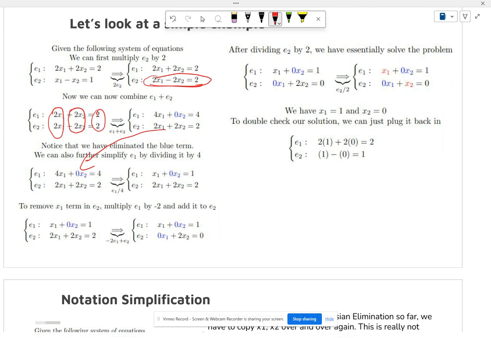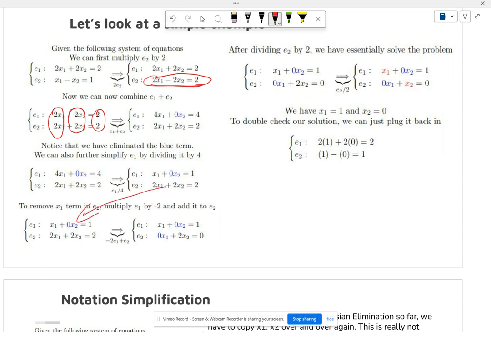What I want to do now is divide E1 by 4. Now, why did I want to divide this by 4 and let that be the new E1? Well, because we want this to be gone. We want this to be 1, right? And we want this to be 0. So notice how we achieve a 0 here. If I divide E1 by 4, we get 1 and 1 here.